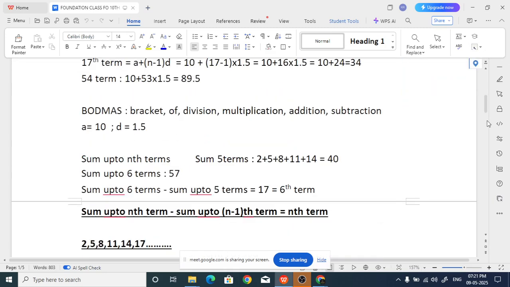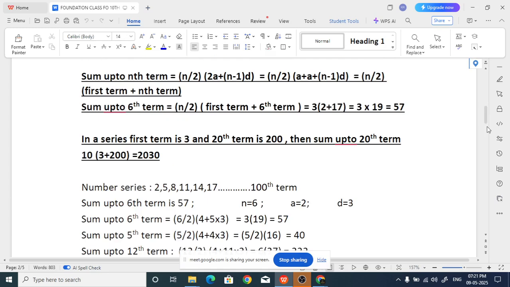Then we have seen sum up to nth term. So sum up to nth term, the formula is n by 2 into (2a plus (n minus 1)d). So that can be written as n by 2 into (a plus l), where a is the first term and a plus (n minus 1)d is the nth term. So suppose you know the first term and the last term or nth term, then you can find sum up to nth term.